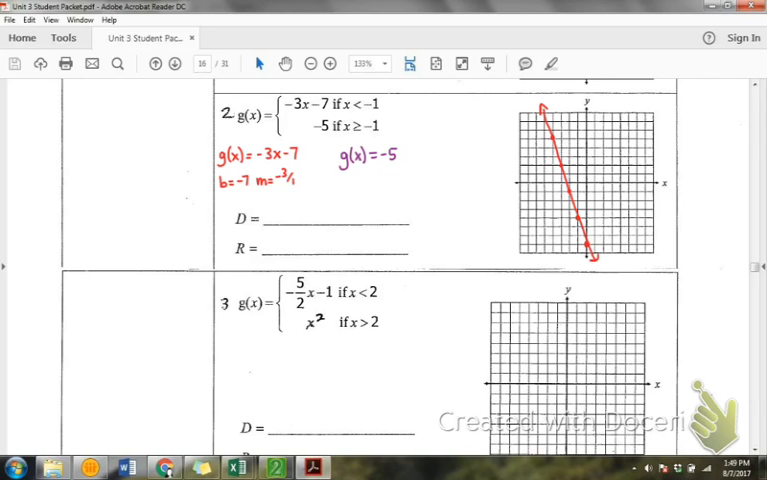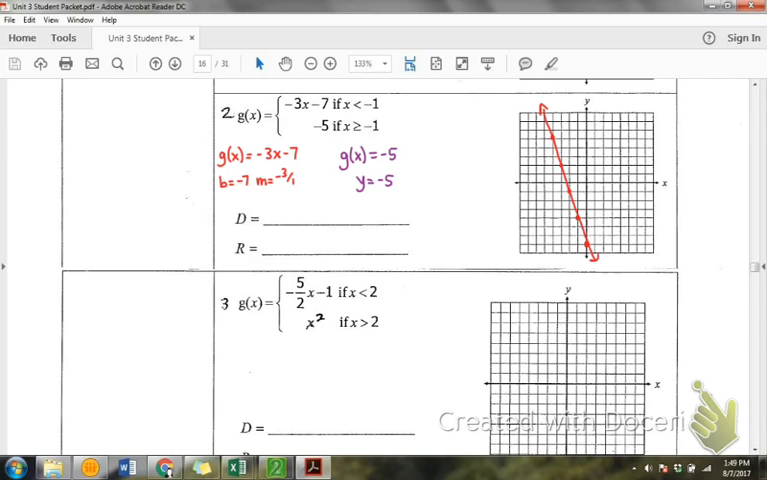Okay, we got that one graphed. The next one says g of x equals negative 5. So in this one, this is just like saying y equals negative 5. What kind of a line is that if it's just a y? What is it? Good. A horizontal line.